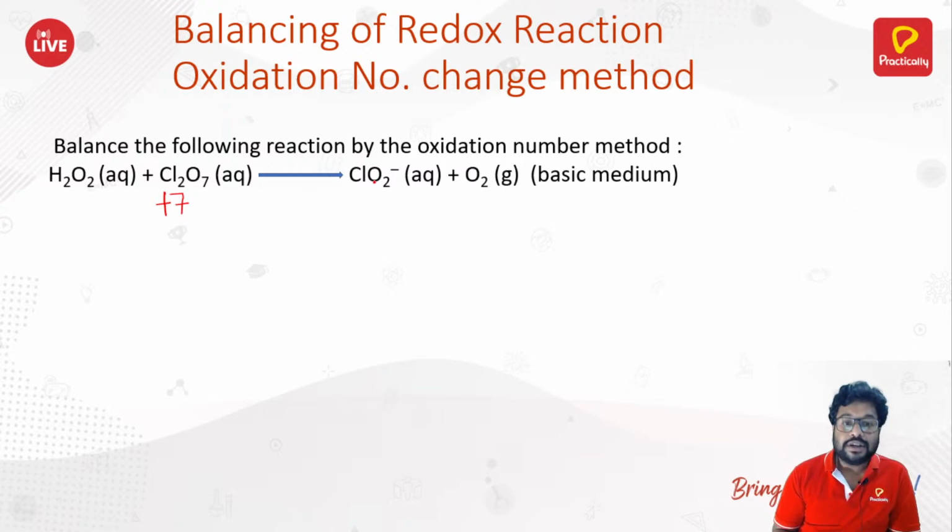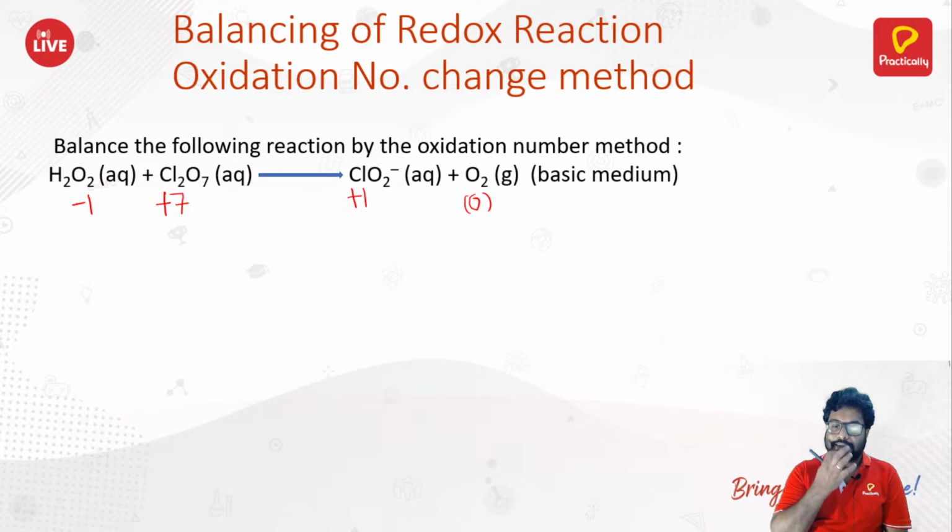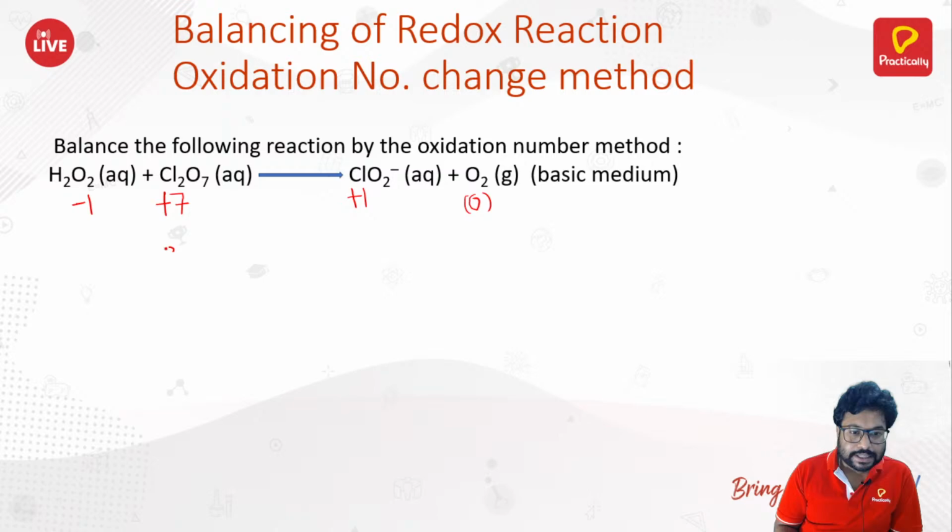So +7 to ClO2 -. Here chlorine is in a +1 oxidation state. Oxygen here is in a -1 and here it's in a 0 oxidation state. We had seen all these things previously also, how oxygen is undergoing disproportionation. And what is the oxidation state of oxygen in H2O2? Okay, so let's go for the decrease in OS first.